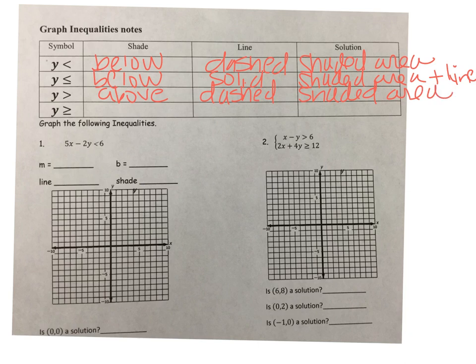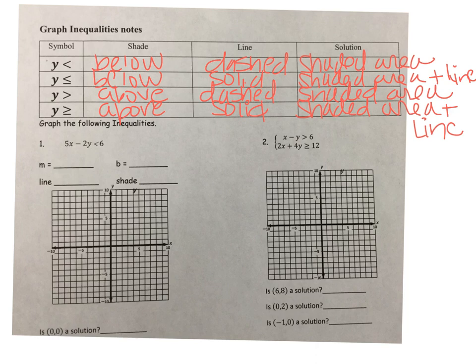Okay. And then y is greater than or equal to. Okay, that means that the line can be a part of your solution set. We're still going to shade above because it's greater. The line, however, is going to be solid because it includes those coordinate points on that line in the solution set. So my solution is the shaded area plus the line, any of the coordinate points on that line.